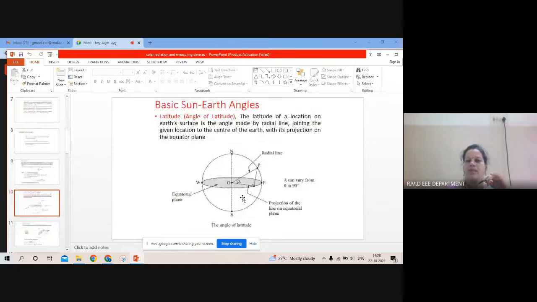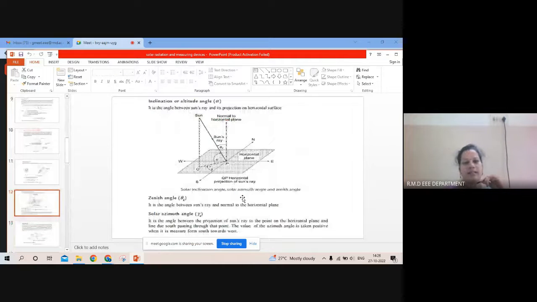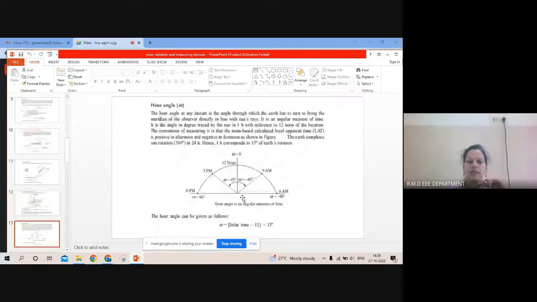Next, we have some basic sun-earth related angles like latitude angle, and then declination angle, inclination angle, zenith angle, solar azimuthal angle, and hour angle. And these angles are going to give some data regarding the relation between the incidence of the solar radiation on the Earth. And these might be coming in part A questions.